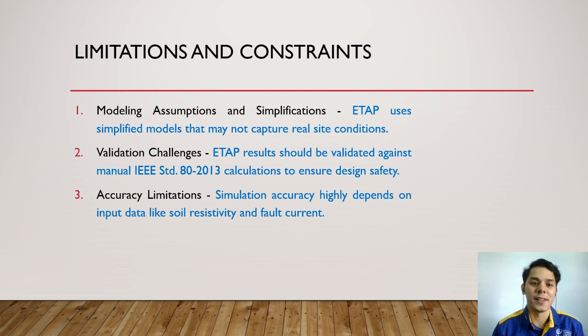So what are the limitations and constraints of my FYP? The first one is modeling assumptions and simplifications. ETAP uses simplified models that may not capture real site conditions. The second one is validation challenges. ETAP results should be validated against manual IEEE standard calculations to ensure design safety. And the last one is accuracy limitations. Simulation accuracy highly depends on the input data like soil resistivity and fault current.